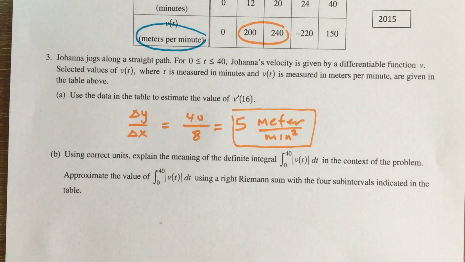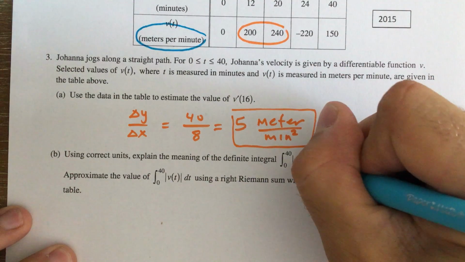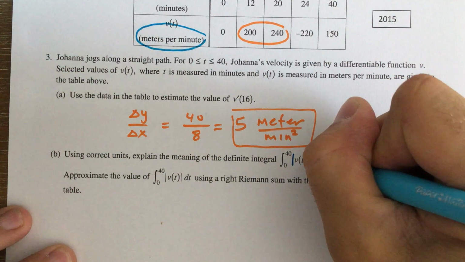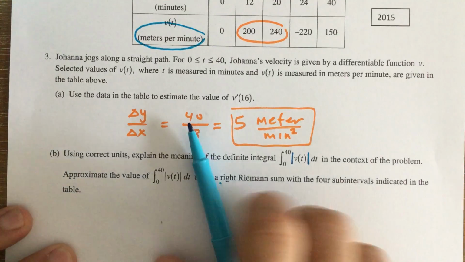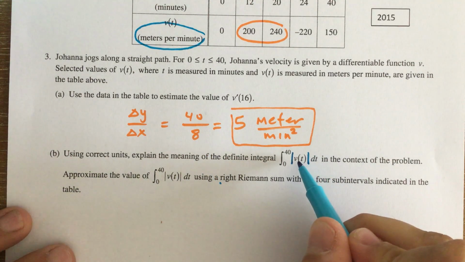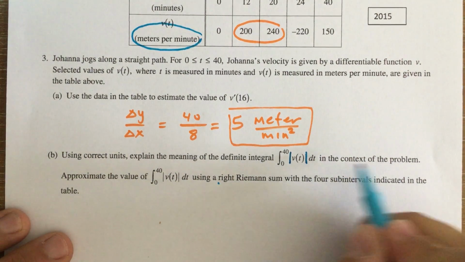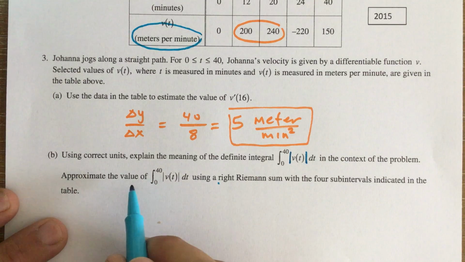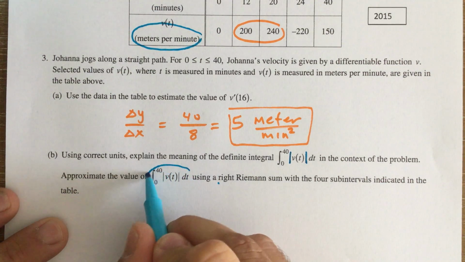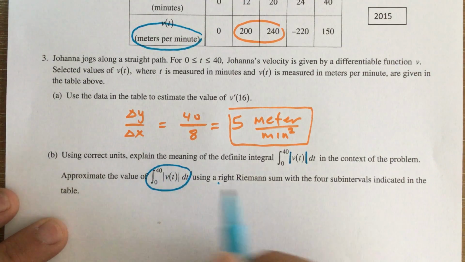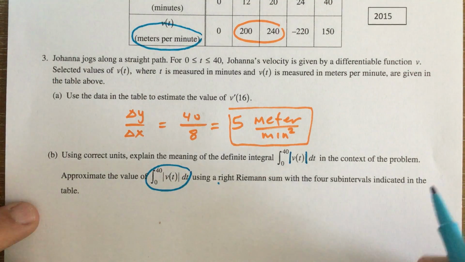Using correct units, explain the meaning of the definite integral, and it has an absolute value around this. And as soon as I see the absolute value, it's telling me her speed, or her velocity, right? Her velocity, absolute value, it's going to be total distance that she's gone. In the context of the problem, approximate the value of this guy, right? So integrating it from 0 to 40 using a right Riemann sum.